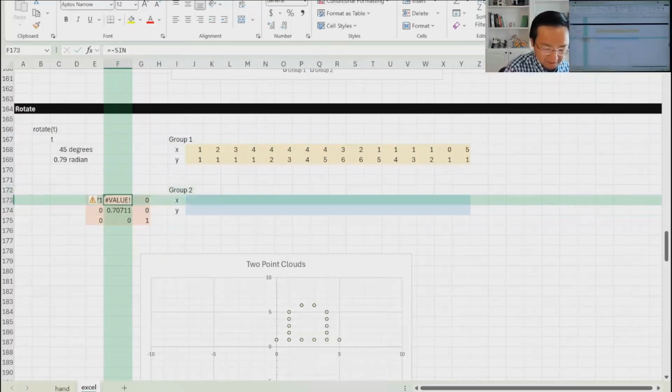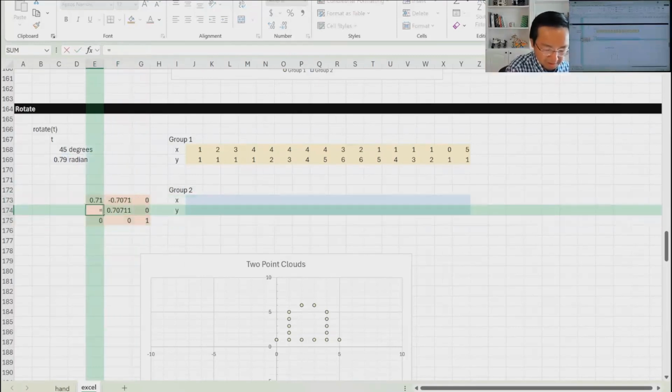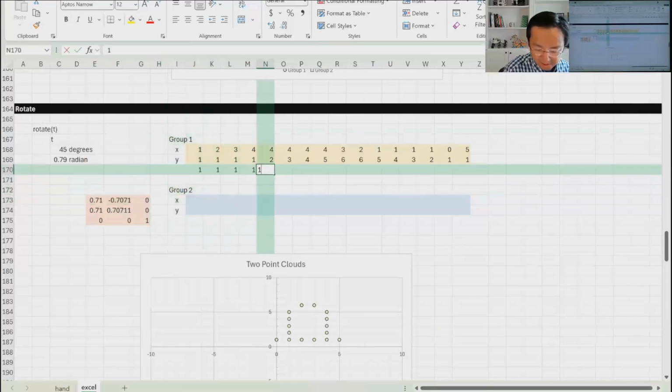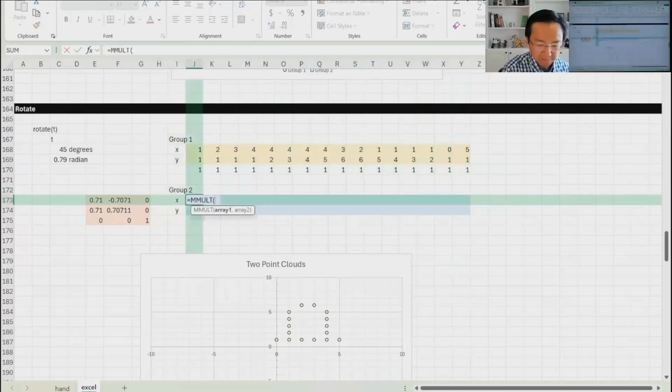Okay, type slowly. Minus sine. Select this, and this is just sine. All right, and those are my rotation matrix. And add 1 to all of them. And then I will just multiply matrices.